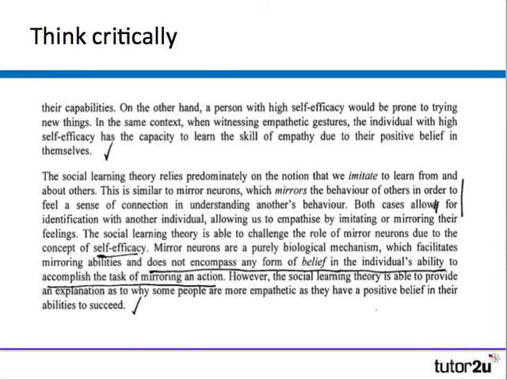Here, at the end, the examiner has actually underlined the critical thinking that this student has used. They're saying that the social cognitive argument about self-efficacy that's put forward by Bandura, which is a positive belief in oneself and one's ability to do something, does not completely contradict the existence of mirror neurons, but might provide an explanation for why some people show more empathy than others, even if the mirror neuron action seems to be the same.